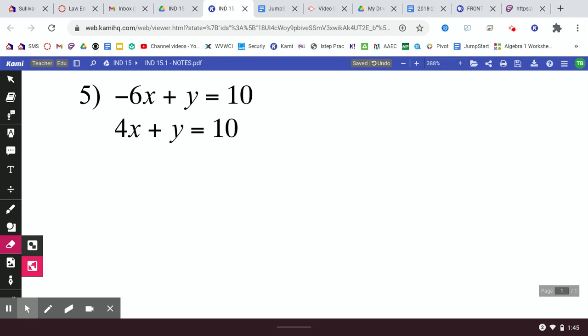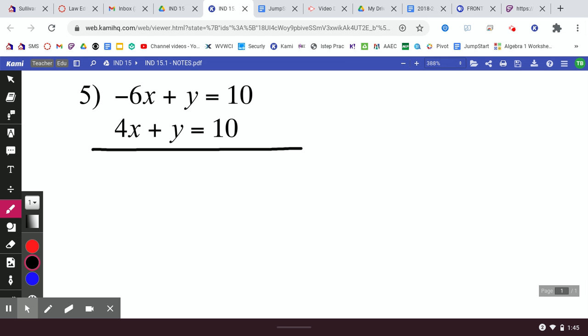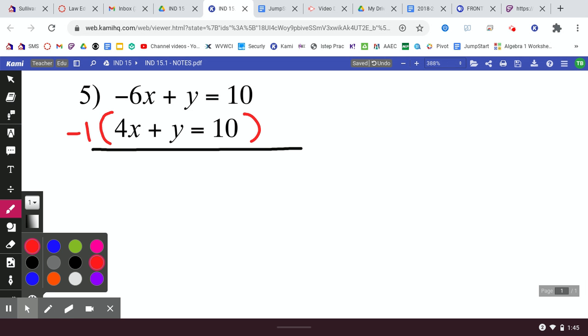All right, so we're going to draw our line here, and then we're going to look at what we've got going on. For our x's, we have negative 6x and positive 4x. They don't come close to canceling each other out. Our y's, we have one y and one y, but they're both plus, right? And we know that we need opposite signs to cancel out. So we're going to do a little forcing here, and we're going to do times negative 1 in this bottom one. And that's going to force all those bottom signs to change. So 4x becomes negative, y becomes negative, and the 10 becomes negative, because the negative 1 gets distributed to all three terms.